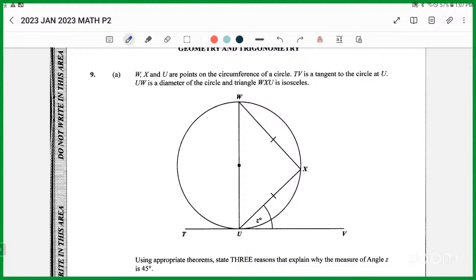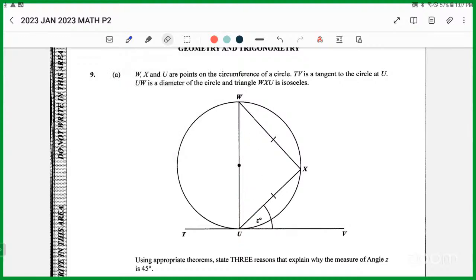Number 9 says W, X and U are points on the circumference of the circle. TV is a tangent to the circle at U. UW is a diameter, and WXU is isosceles. So that's an isosceles triangle. These two sides are equal, which means the angle opposite this side and the angle opposite this side, these two angles, are equal.